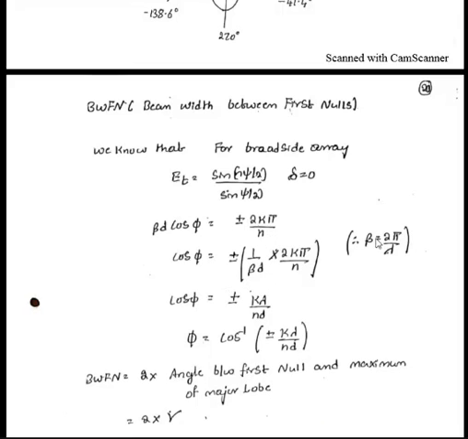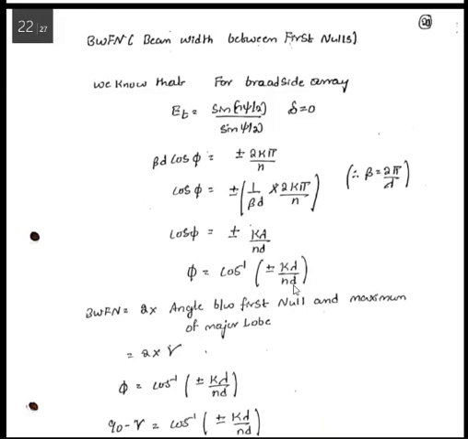Just substitute the value of beta is equal to 2 pi by lambda. No need to substitute the number of isotropic point sources or the distance between them here. So let us put only beta is equal to 2 pi by lambda. So we'll have phi is equal to cos inverse of minus k lambda divided by n into d here. So what is the beamwidth between first nulls here? It is 2 into the angle between the first null and the maximum of the major lobe.